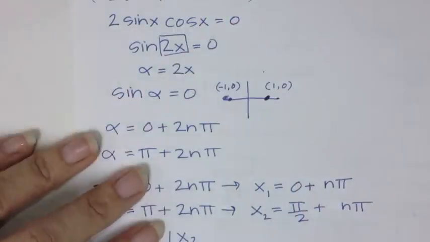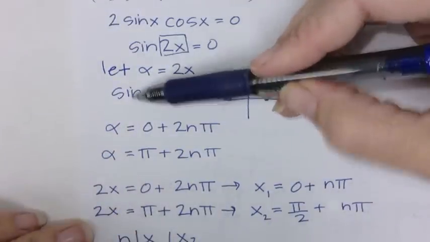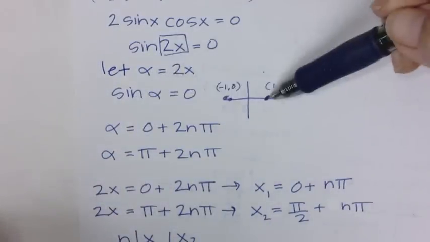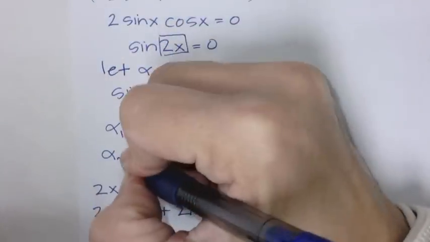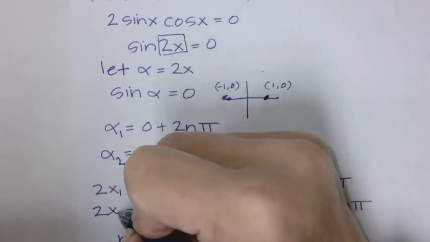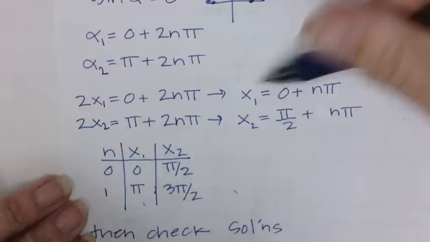And then we're going to let alpha equal 2x, so we're asking: the sine of what angle equals 0? And that's going to happen at 0 and pi, so there's our two, alpha 1, alpha 2. But we didn't start with alpha, we started with 2x, so we have to work backwards. And so our answers are here.